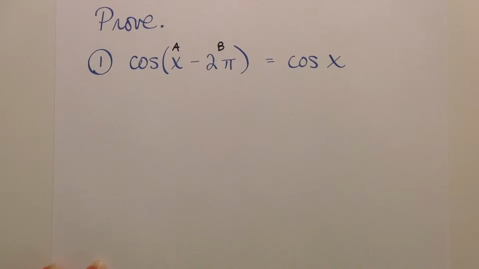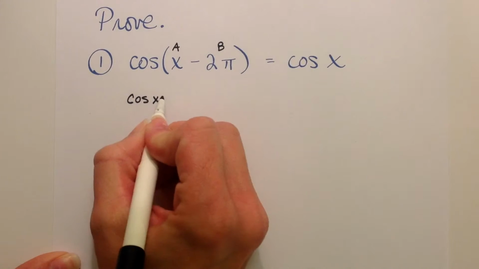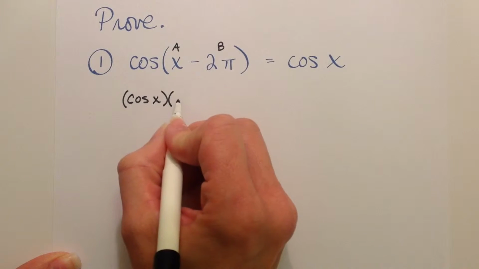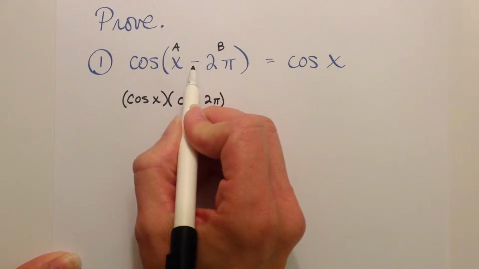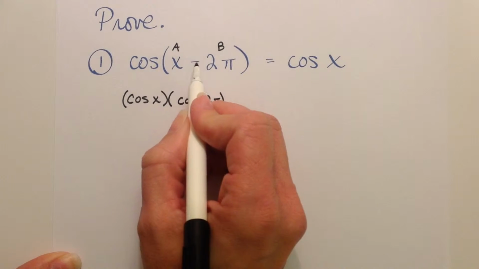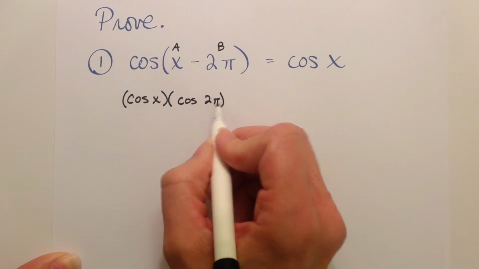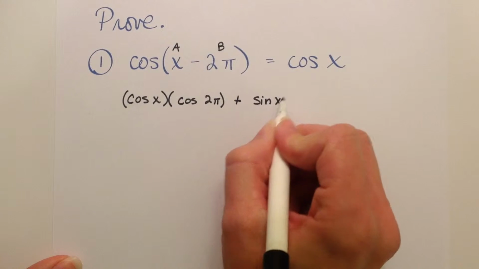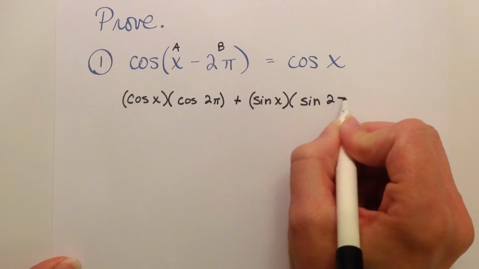So if you follow the difference identity for cosine, it starts out as cosine A. In this case, that would be cosine X times, and I'm going to use parentheses to indicate the multiplication, cosine B. So this would be cosine of just 2 pi. Now the way these work, you've already decided which identity based on this being a plus or minus. So B is just going to be this value here of 2 pi. So you wouldn't say negative 2 pi. Okay, plus, and then sine A. So that would be sine X times sine B. So that would be sine of 2 pi.